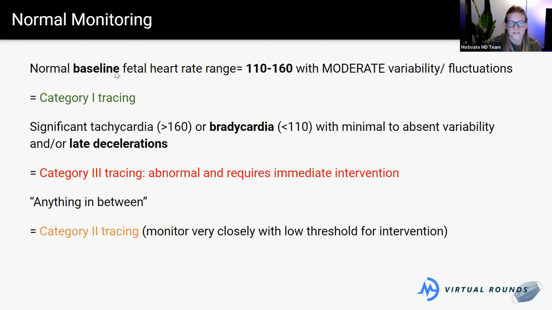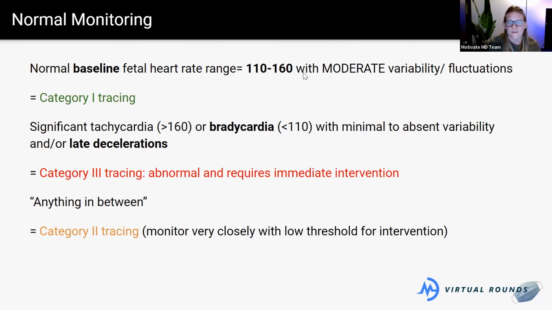The normal baseline fetal heart rate is between 110 to 160 beats per minute. That's obviously a lot higher than an adult, which is 60 to 100 beats per minute, and that's just very typical and expected fetal physiology, that they're going to have a faster heart rate.